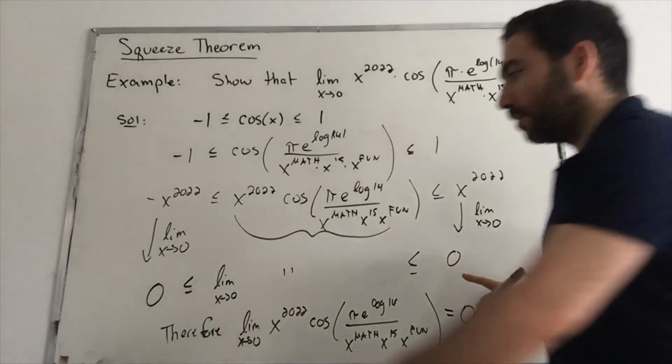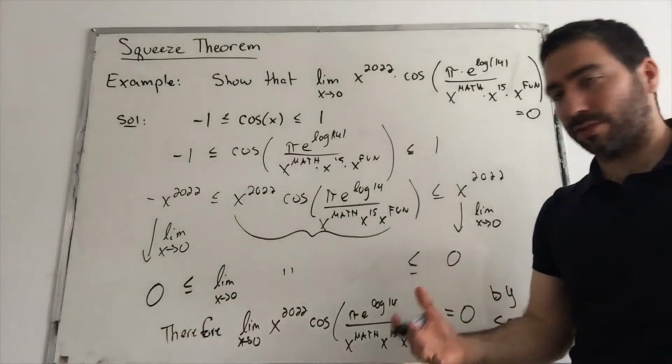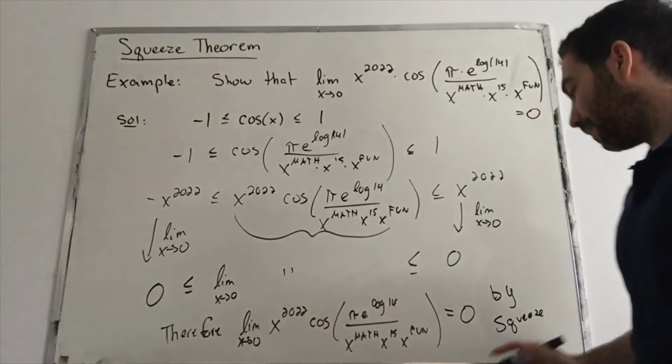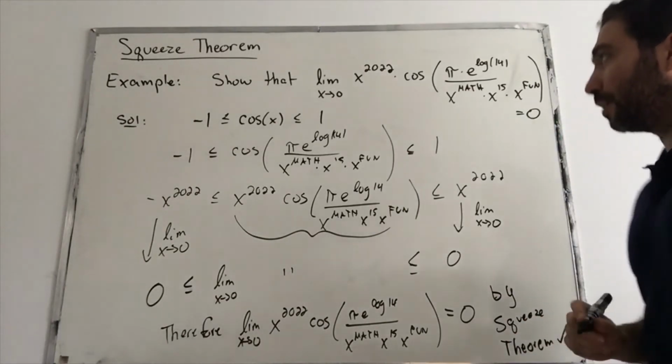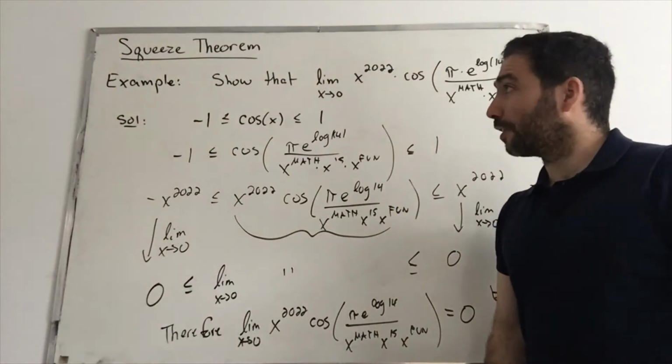In order to use Squeeze theorem, these two values have to be the same. They don't necessarily have to be 0, but they have to be the same number. Okay. And we're done. So this is a typical Squeeze theorem problem. Let's look at another example.